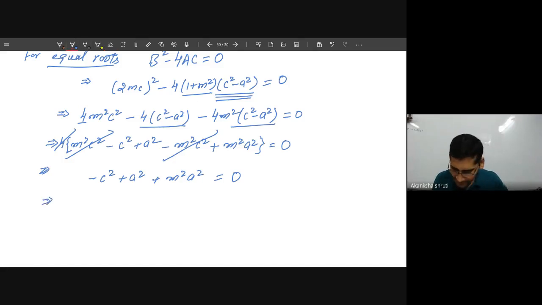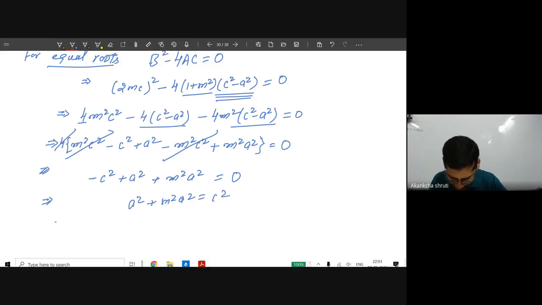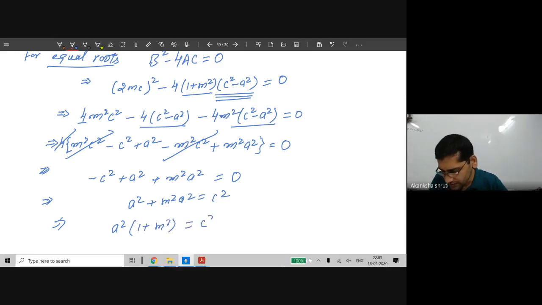So go for simplifying this. What is required? The requirement is bringing the c on one side and the other thing on the other side. Keep this c on one side and take the other to the other side. a square plus m square a square is equals to c square. I took it to this side. Now in these two, see, a square is common, so 1 plus m square is equals to c square.